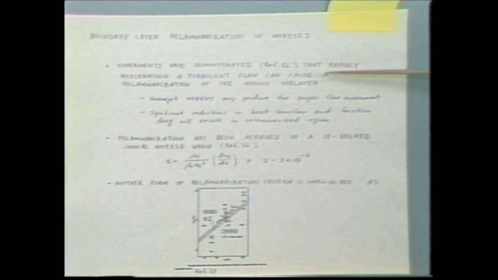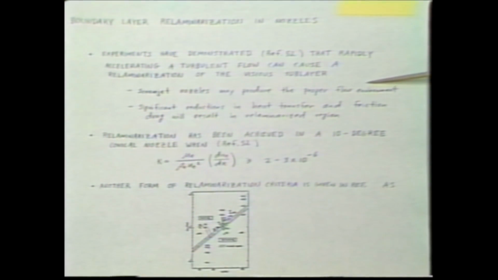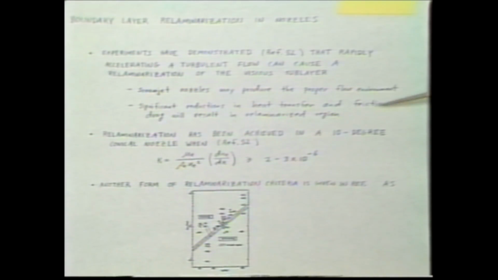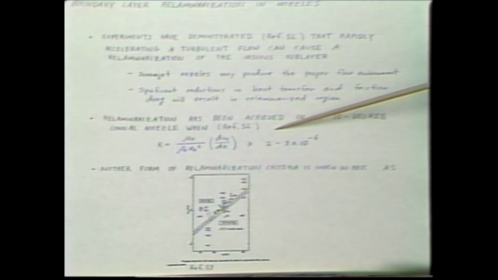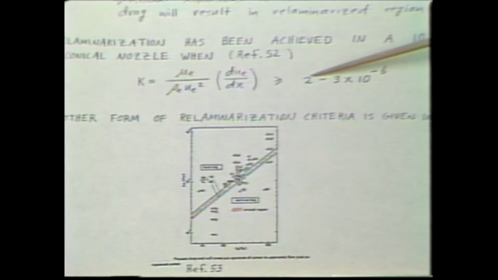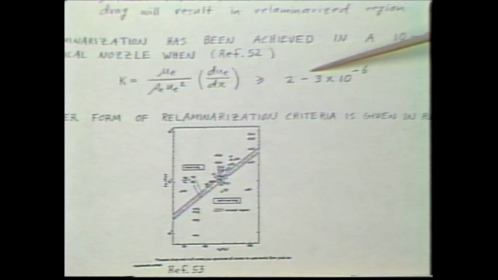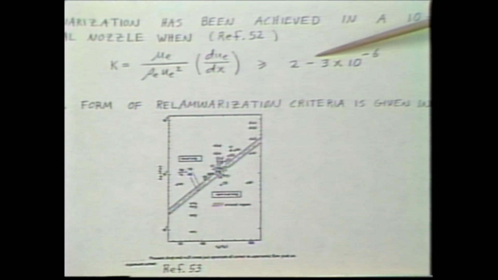Relaminarization was mentioned earlier and talked about. Experiments have demonstrated that in rapidly accelerating flows, a turbulent boundary layer can relaminarize, or at least the sublayer, the part near the wall, can relaminarize, and a scramjet nozzle will do just that. You know, it's a rapid expansion. So it may produce the proper flow environment. This will produce significant reductions in heat transfer and friction drag. This test data has shown that for this so-called acceleration parameter here, values of 2 to 3 times 10 to the minus 6, values greater than that did indicate relaminarizing flow.